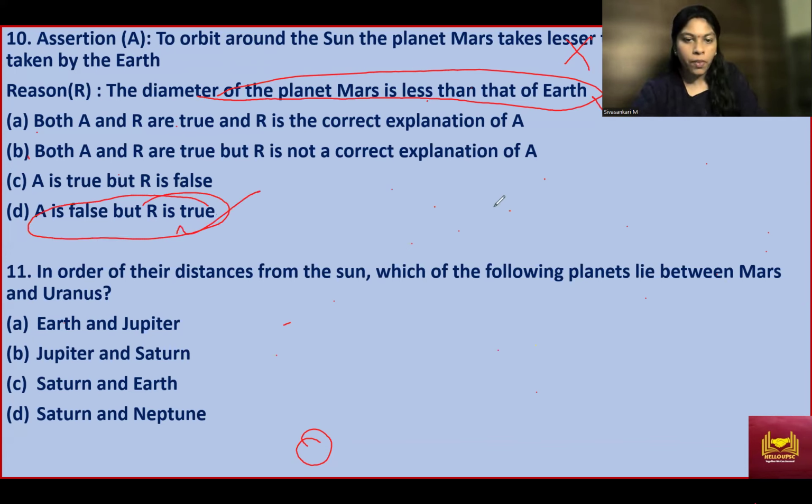In order of their distances from the sun, which of the following planets lie between Mars and Uranus? This you can close your eyes and say, which is lying between Mars and Uranus? That is Jupiter and Saturn. Okay, so this is the option. So once you're thorough with your planets order, that's why I told you, read the planet order also, and the asteroid belt and number of moons and the sizes you have to know. Comparing it with the Earth, always have a map.